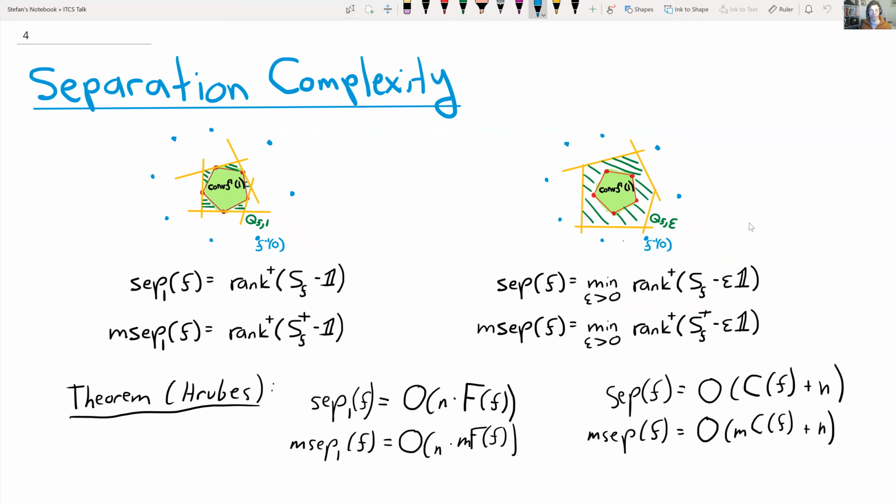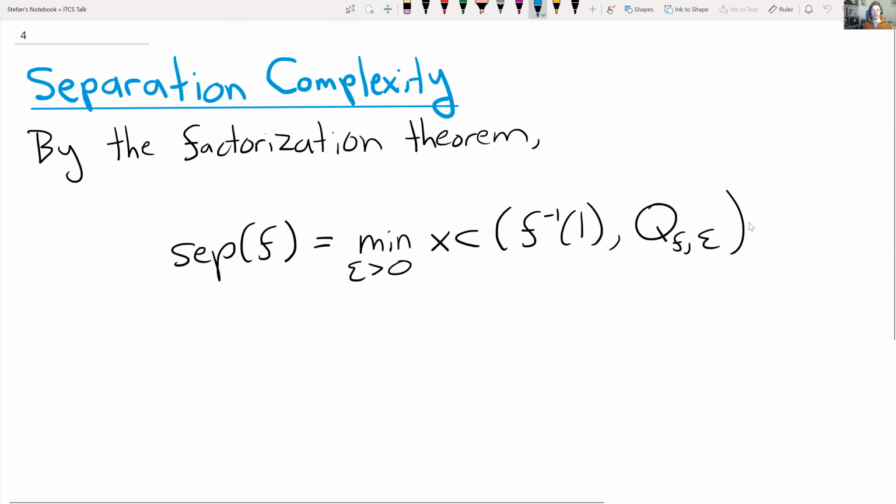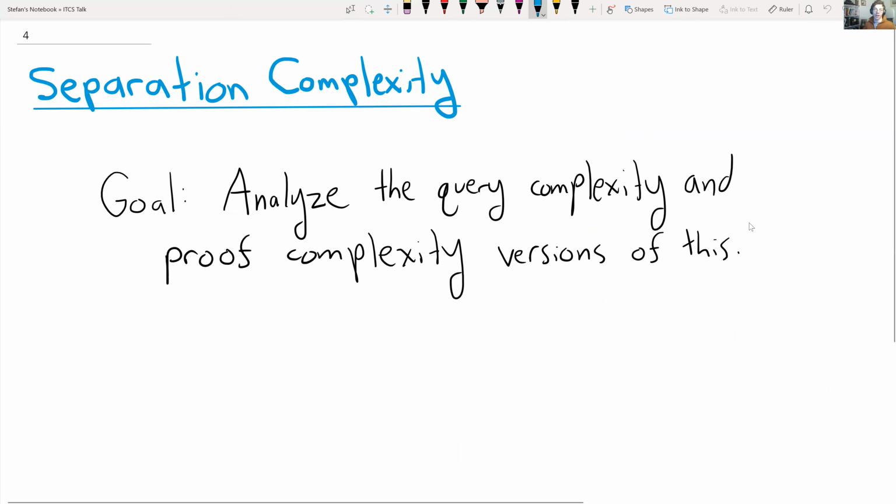And a nice property here, as Robere proved, is that these complexity measures are not that esoteric. In fact, sep1 lower bounds formula size and separation complexity lower bounds circuit size. And just to nail it in, by Yannakakis's factorization theorem, the nice way to write separation complexity would also be minimizing over epsilon of the extension complexity of this pair, the convex hull of the ones and QF epsilon. So now we would like to analyze query and proof complexity versions of this exact analysis.